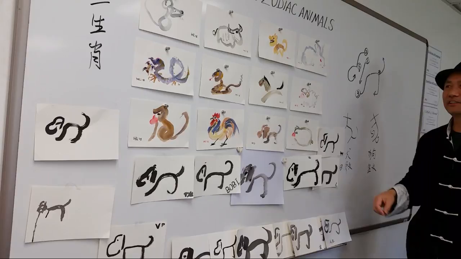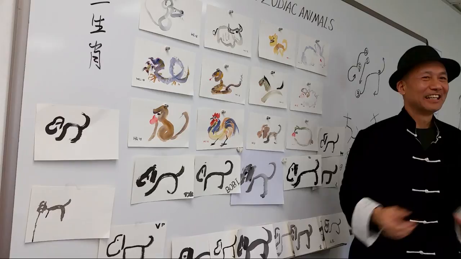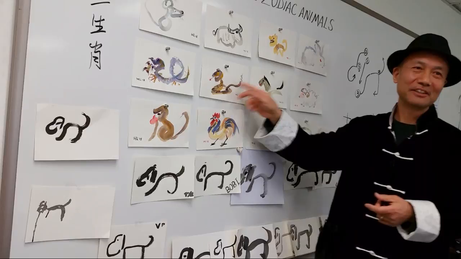Okay, so now you can pick one. I would do a dragon. I can't wait to see the monkey. Because most of you are born in the dragon year. No, I was born in the rabbit. I was wrong. So what's your year? Dragon. Oh, you're a horse.